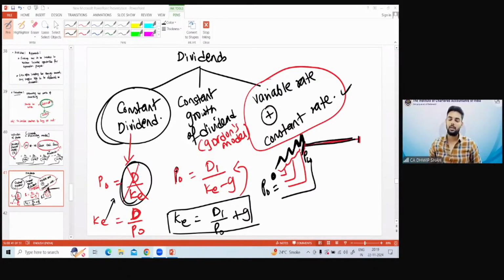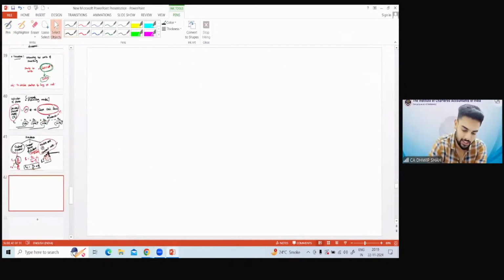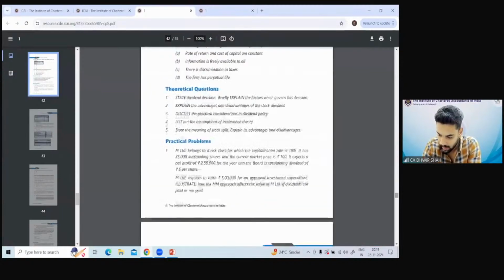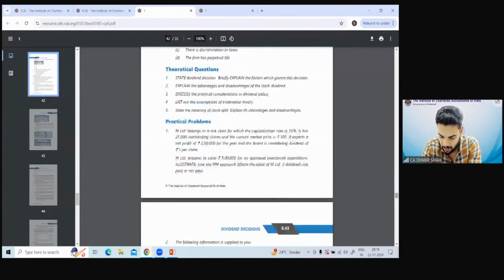But the concept is dividends can be of 3 types. One, it is constant dividend. Second, there is growth in dividend but at a constant rate. Third, there is variable growth in dividend initially, and after a point in time there is constant rate. Okay? So let's see if there is any practical problem on dividend discounting technique.